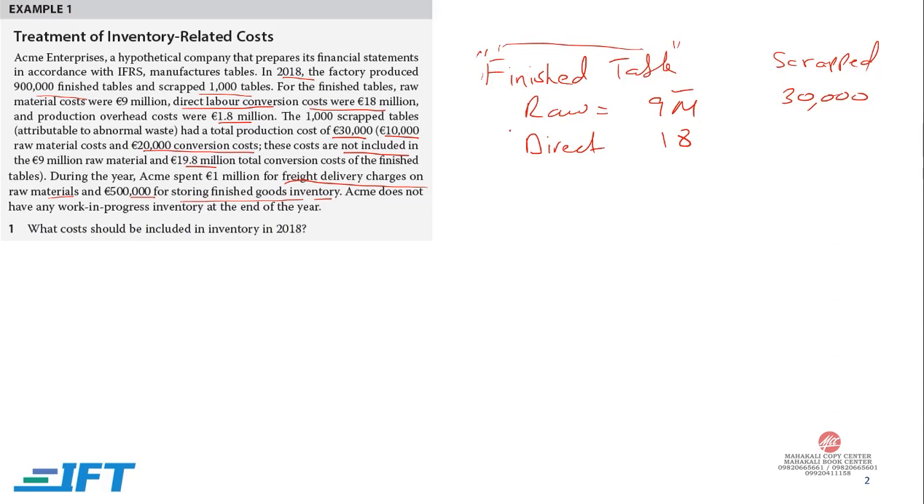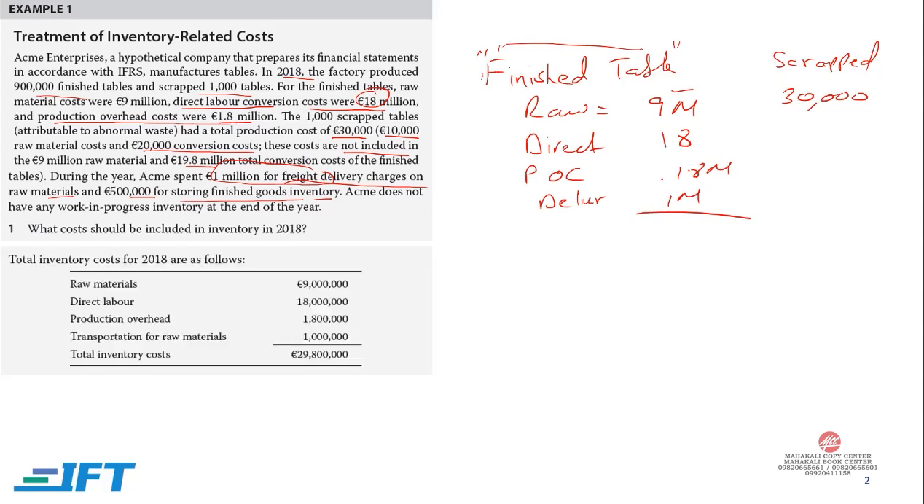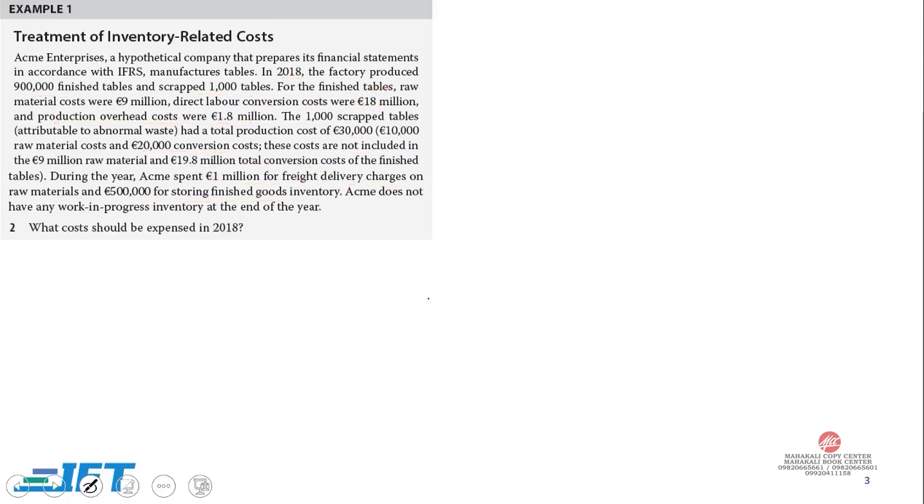So the raw material is 9 million, direct labor conversion costs were 18 million, and production overhead costs were 1.8 million. We also need to add 1 million of freight delivery, so delivery charges need to be included. If we add all of them up, 9 million plus 18 million plus production overhead plus 1 million transportation cost, we have total inventory of 29,800,000. Now the second part is what cost should be expensed.